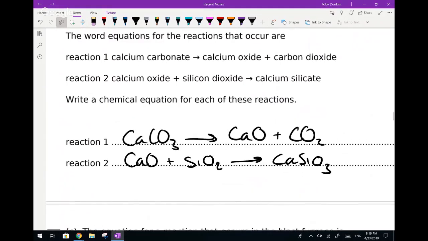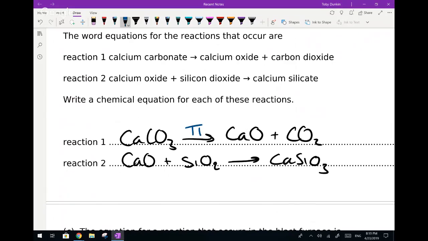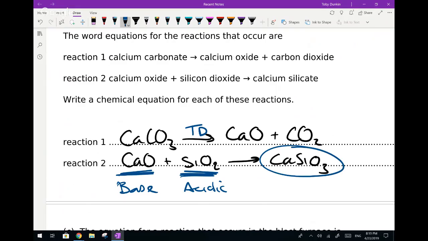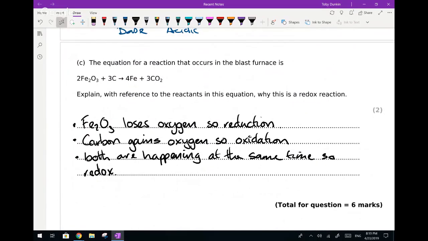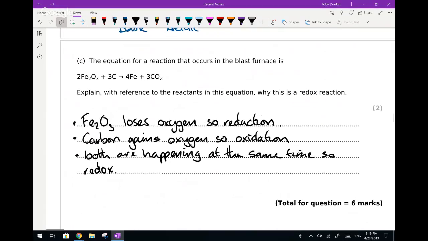Right, calcium carbonate reacts as decomposed. So this is thermal decomposition, thermal decomp. And then this one is, amazingly, sand is an acid and this is a base. That's a base and that's acidic. So they form then neutral calcium silicate. So that neutralizes it. Right, explain with reference to the reactants in the equation why this is a redox reaction.